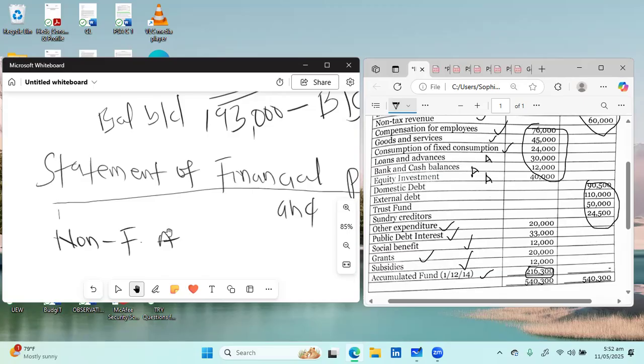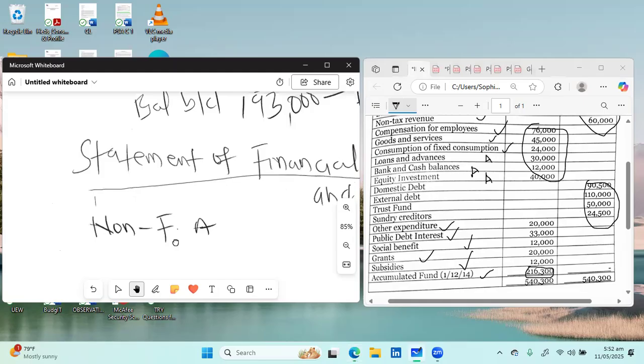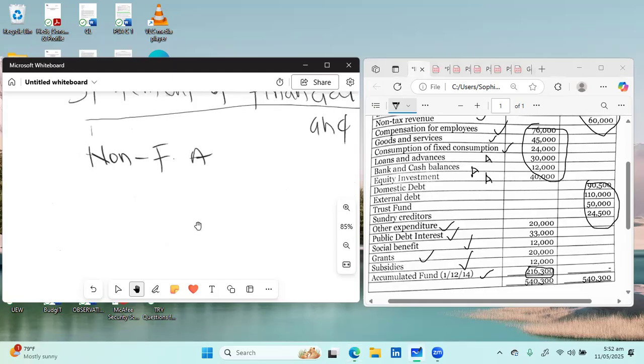So non-financial asset is going to be nil because they don't have anything like building, motor vehicles, none of them is set in the trial balance. So if you have certain things, it counts as a non-financial asset. That is how it is called in the public sector. Since we have none, let's go on to the financial assets.